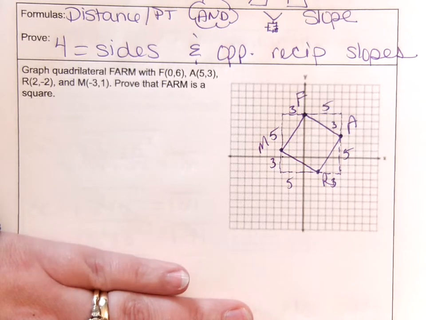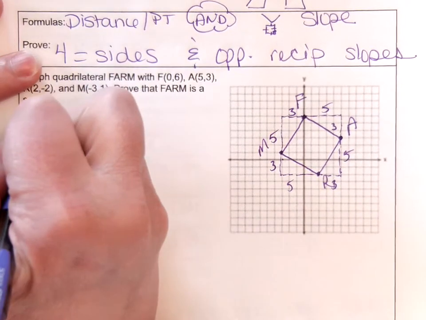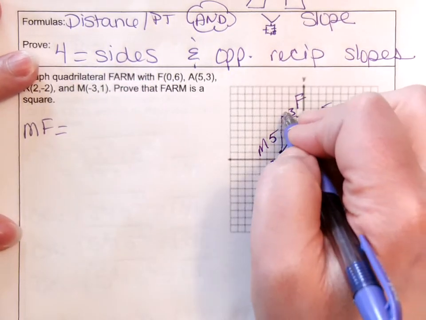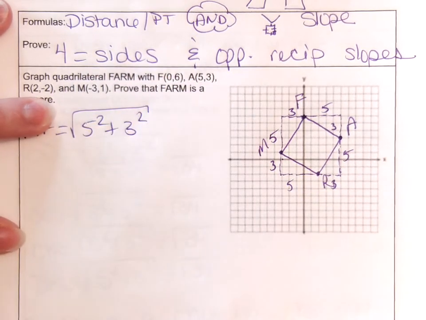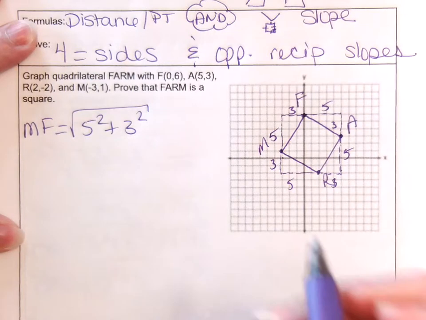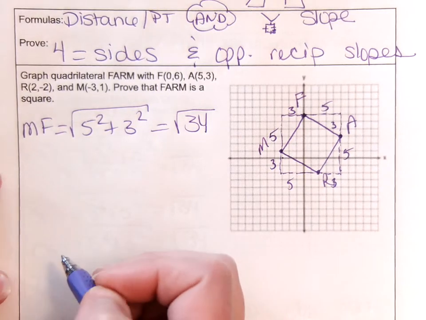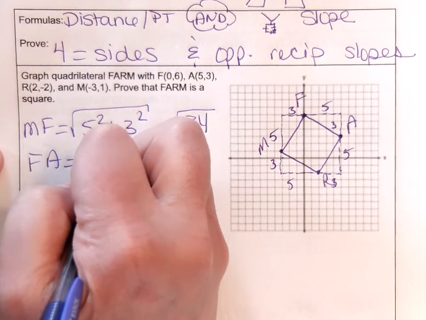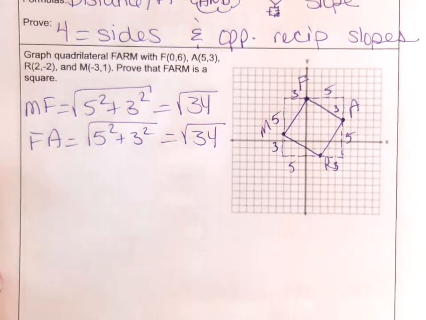Okay. So first we want to prove that it is a rhombus and then that it's a square. So find our four sides. So FM, right? We're going to do our Pythagorean theorem, 5 squared plus 3 squared. Hey, guess what? That happens to be the same work from the last problem. So that's going to be radical 34. I didn't realize that. Sorry, guys.